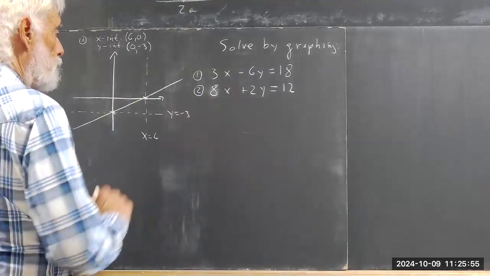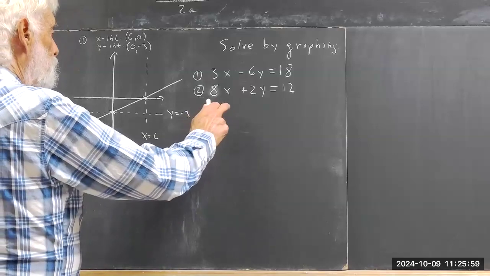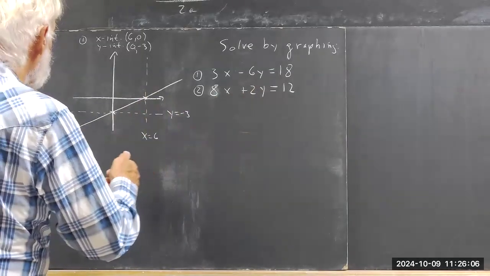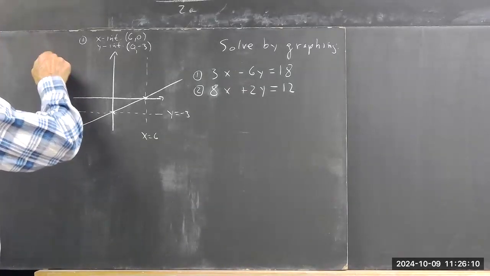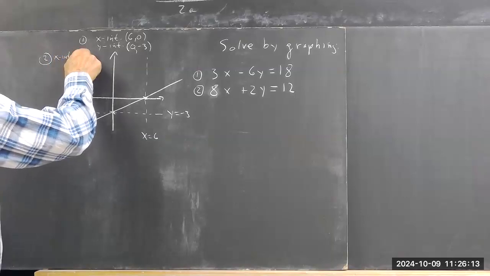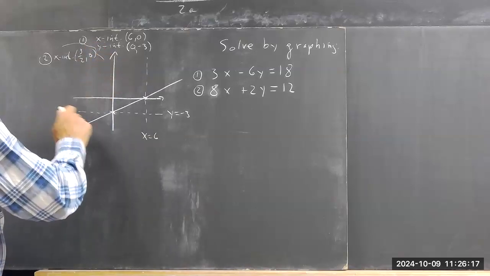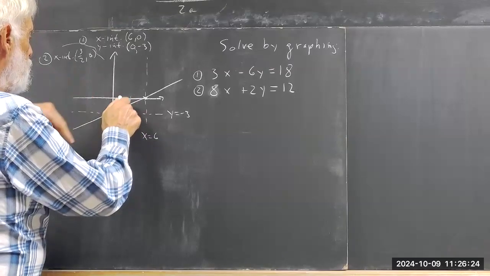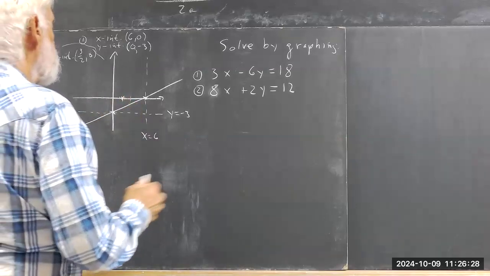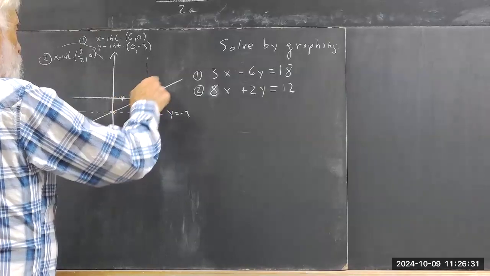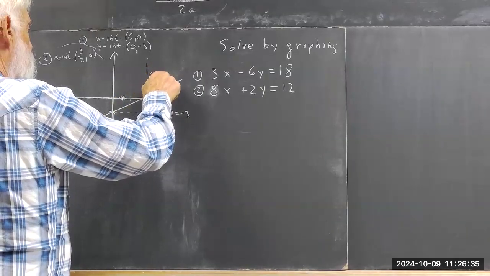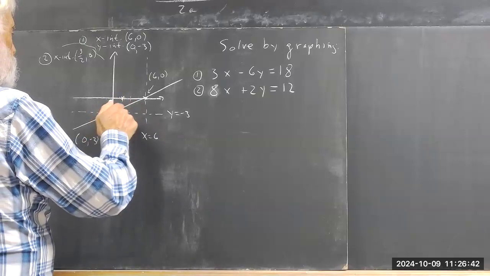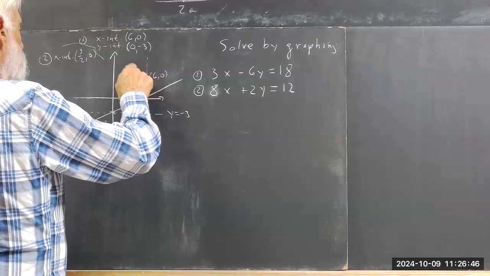Okay, and here now the intercepts are going to be what? If y is 0, 8x equals 12 gives us x equals 1.5, or 3/2. So we can find 3/2. Now, if this is 6, then here's 3, and then here's 2, and here's 1, and 1.5 would be about here. Okay, so let's label these intercepts. This one's going to be (6, 0). This is going to be (0, negative 3). This one is going to be (3/2, 0).